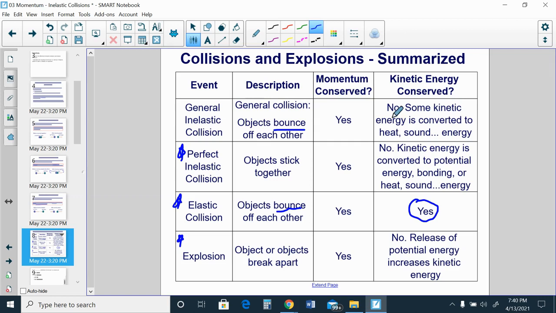Now, another pattern to notice here is that the conservation of momentum is true in each and every case. So in every single scenario, no matter what, momentum is conserved. So really, we're just focusing on these bottom three, but just know there are also general inelastic collisions. We'll mostly be looking at perfectly inelastic collisions.